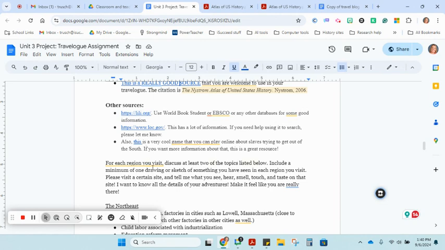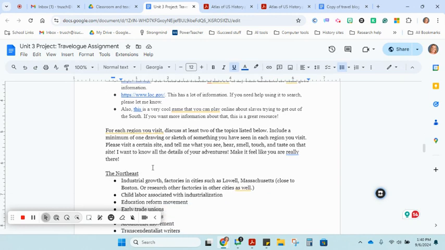So, for each region that you visit, discuss the topics listed below. Include a minimum of one drawing or sketch of something that you have seen in each region that you visit. Please visit a certain site and tell me what you hear, smell, touch, and taste on that site. I want to know all the details of your adventure. Make it feel like you are really there.